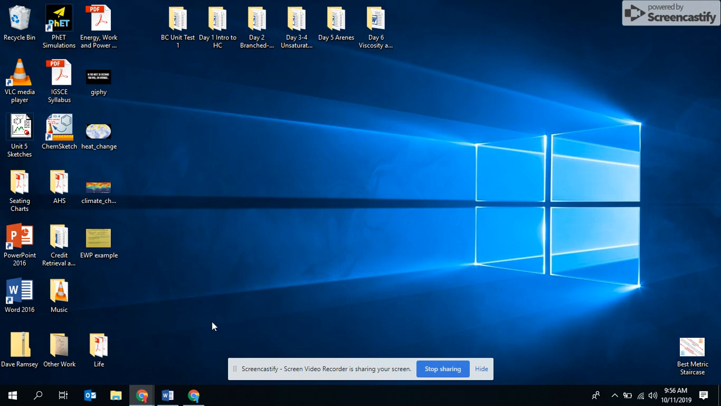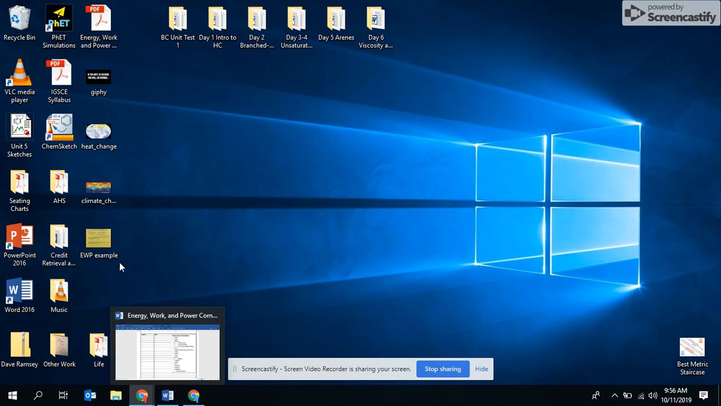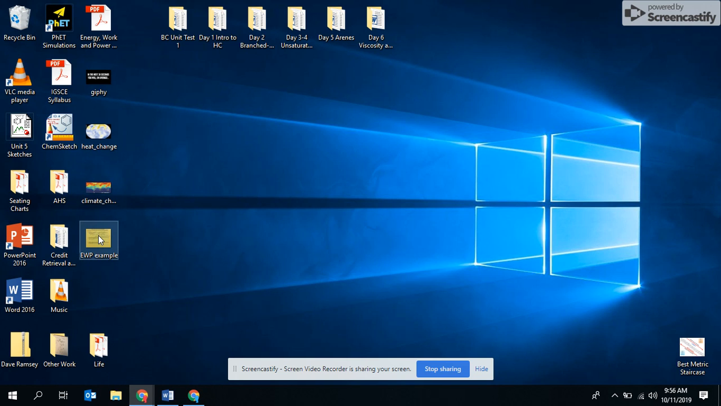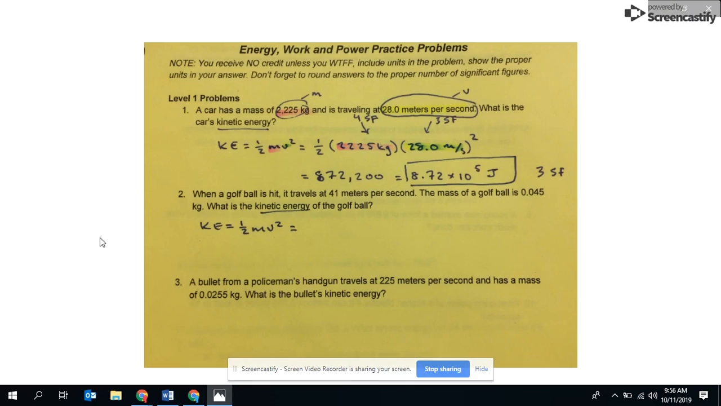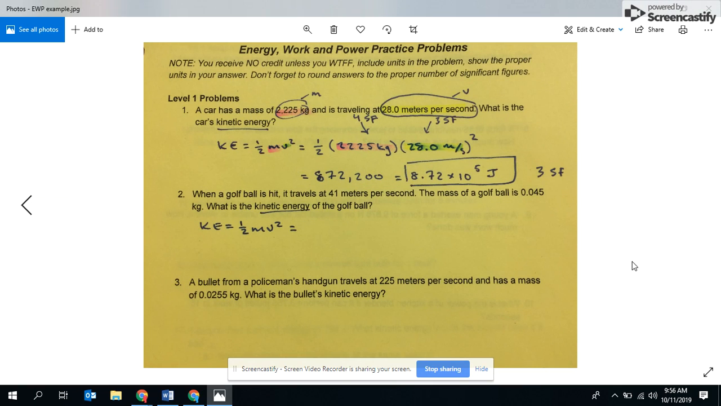So your task, your mission, is this. You need to get the yellow assignment. So you might need to pause the video right here and get the yellow assignment. And then once you have the yellow assignment, it is divided into 2 sections. There are level 1 problems on the first and second page. There are level 2 problems on the third and fourth page.